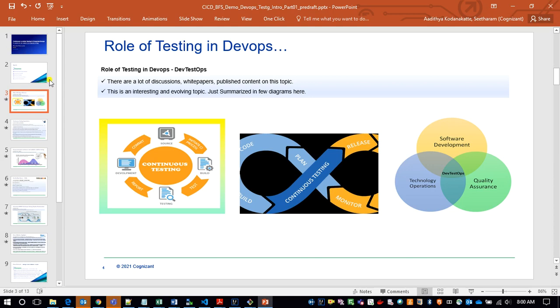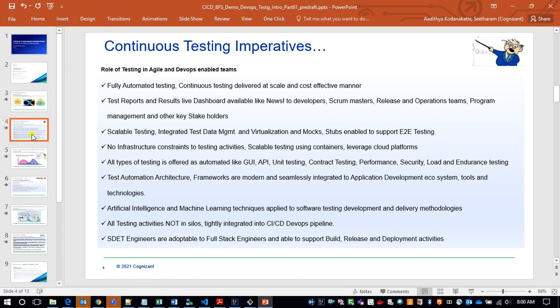So that's what we see here, that continuous testing is the demand from DevOps. And as we see in the second diagram, continuous testing is an integral part of DevOps. And in the third diagram, what we see is development, testing, and operations. This is DevTestOps, an interpretation of the lifecycle or the core components of this DevOps lifecycle. I have tried to explain the message through the diagrams.